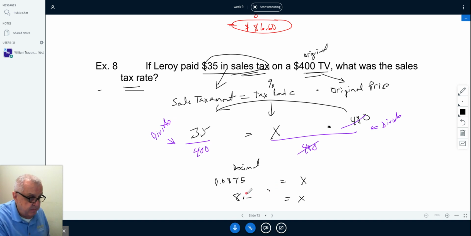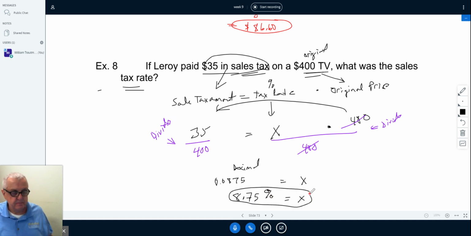Give me a second. My pen's there. There we go. 8.75, and it's a percent number, so you have to add that percent. All right. Sounds good. Let's keep going.